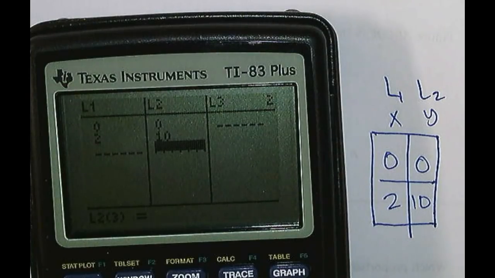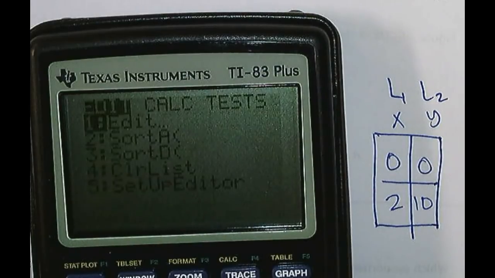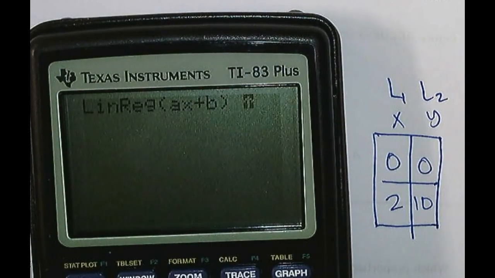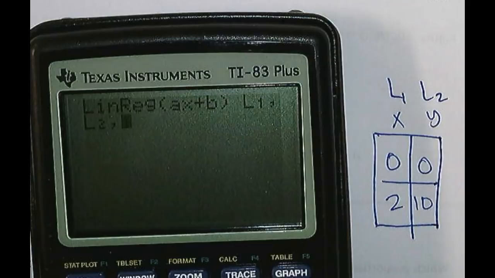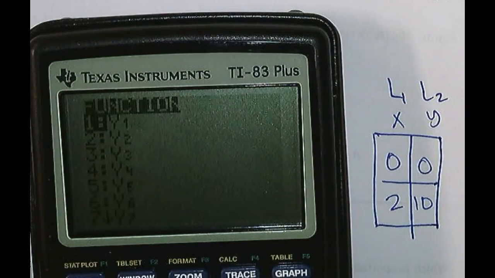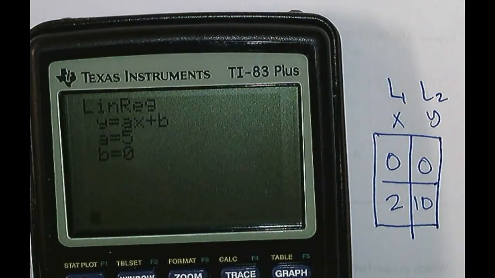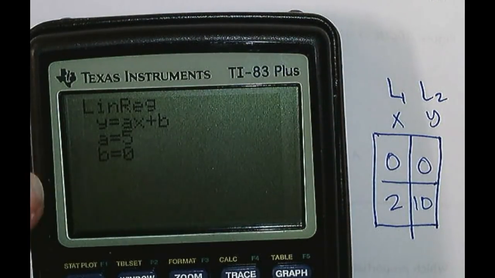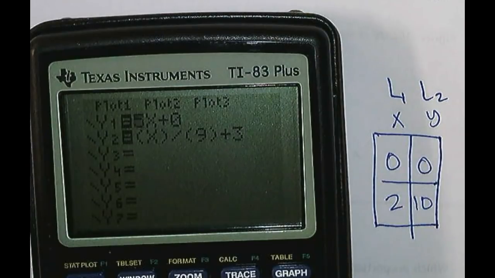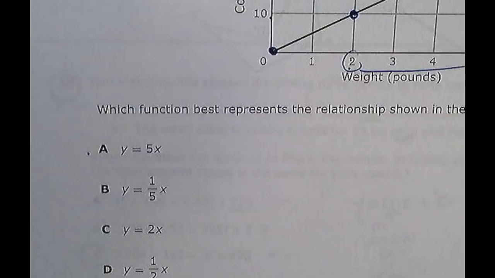There's my table. Stat, calc, linreg, list 1, comma, list 2, comma, vars, yvars, function 1. Perfect. Enter. Well, and that's kind of hard to read, but if you push the y equals button, it's not. 5x plus 0. That other one was from the question before. We didn't clear it. So 5x plus 0. How about the answer? A.